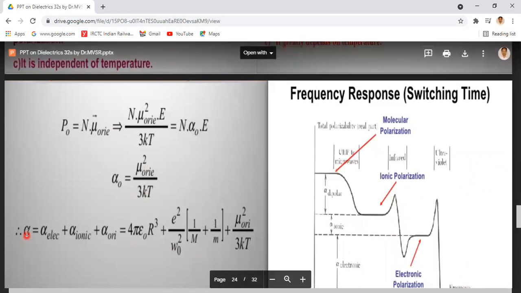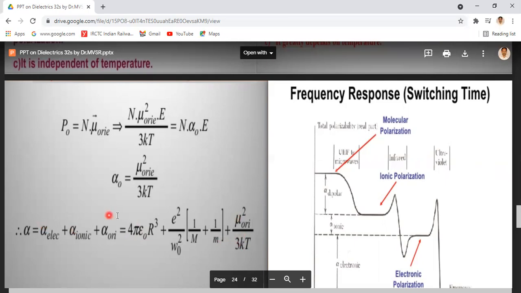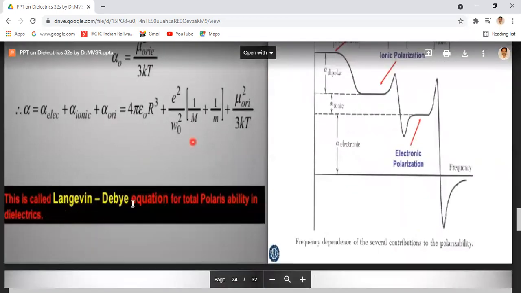Coming to the last one, the total polarizability of a given dielectric material is equal to the sum of the electronic polarizability, ionic polarizability, and orientational polarizability, and we substitute their expressions. The electronic polarizability is 4 pi epsilon naught r cube. For ionic polarizability, it is e square by omega naught square into 1 by capital M plus 1 by small m, and for orientational polarizability, mu square by 3kT. This equation is called the Langevin-Debye equation for total polarizability in dielectrics.